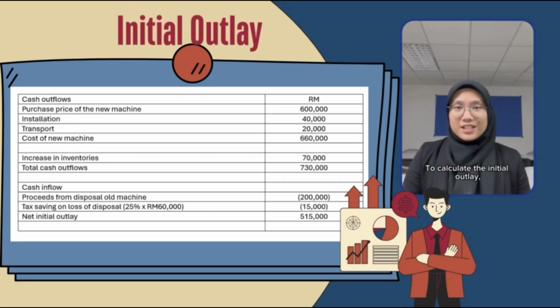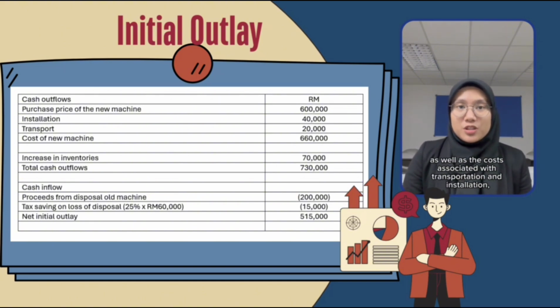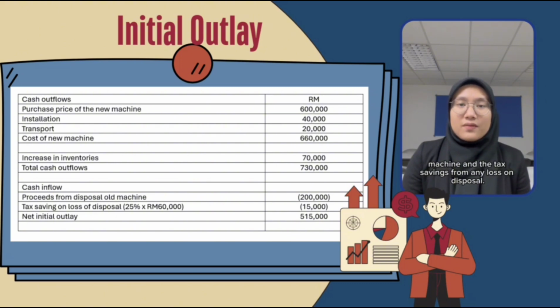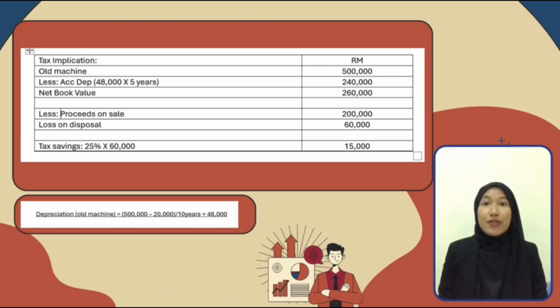Now, to calculate the initial outlay, we begin by determining the cost of the new machine. This includes the purchase price as well as the cost associated with transportation and installation, totaling RM660,000. Next, we account for the increase in inventories. Finally, we subtract the cash inflows, which consist of proceeds from disposal of the old machine and the tax saving from any loss of disposal. After factoring in these elements, the initial outlay comes to RM515,000.